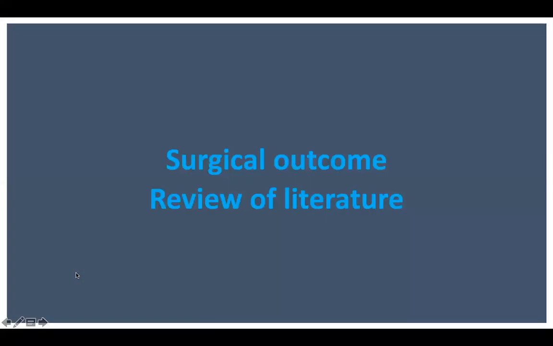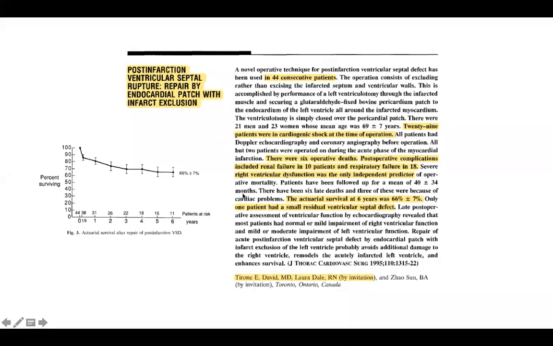So what is the current literature about the outcome of this patient? This is a very interesting paper, and I recommend you read it. It is by Tirone David. He did this infarct exclusion technique in 44 patients. This paper, by the way, was in 1995, long back. Twenty-nine of these 44 patients were in cardiogenic shock, a good chunk. He had only 6 operative deaths, 14% mortality. Even in the current era, I have hardly seen such good results. His 6-year survival is around 66%, very remarkable.